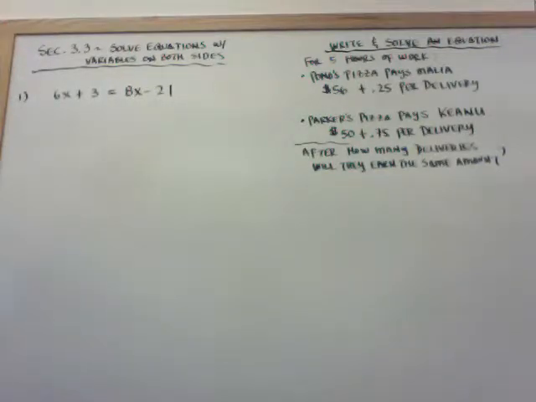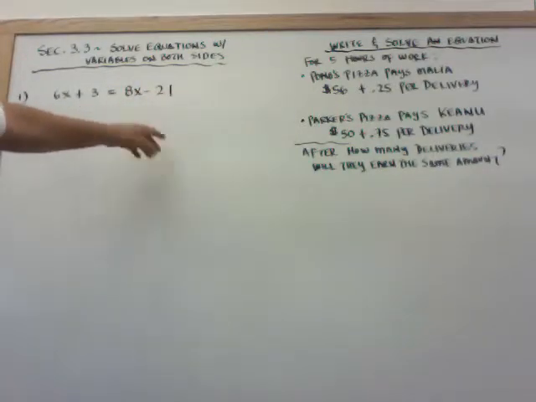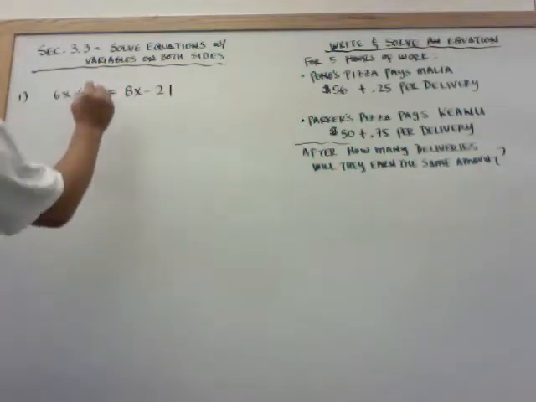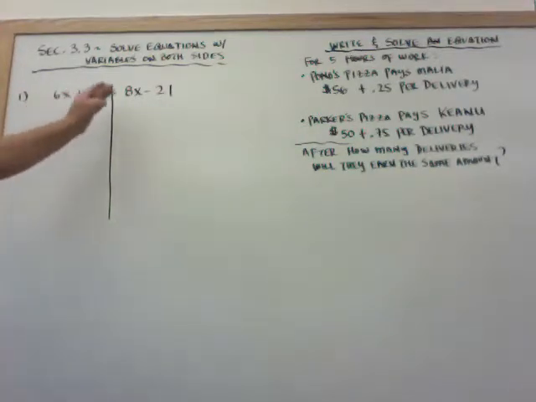Hi guys, this is section 3.3, which is solving equations with variables on both sides. In the past couple sections, the variables are either on the left or on the right, but now you can see that it's going to be on both sides of the equal sign. So I want you to do the first step again, which is to still draw the line down the equal sign down the middle, so that you can see you have variables on both sides.